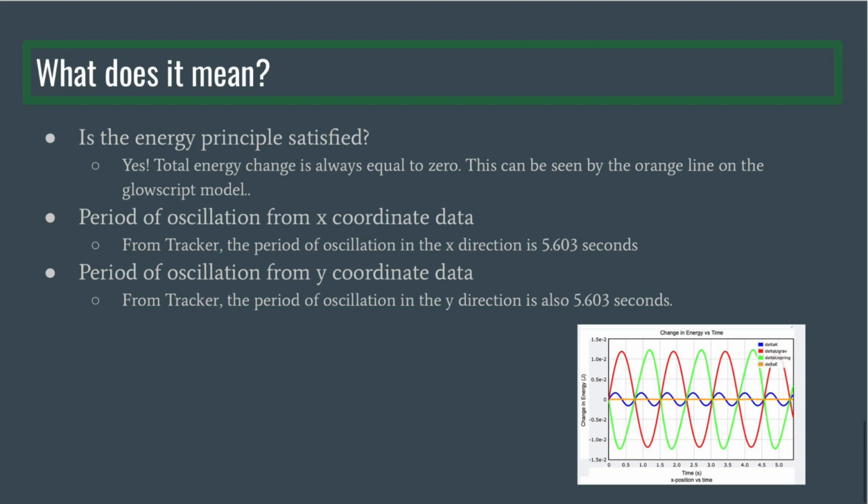The second question asks the period of oscillation from the x-coordinate data, which I found on Tracker to be 5.603 seconds, and the period of oscillation from the y-coordinate data from Tracker I also found to be 5.603 seconds.